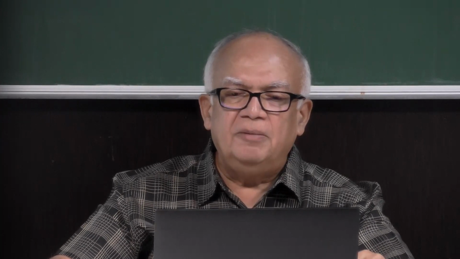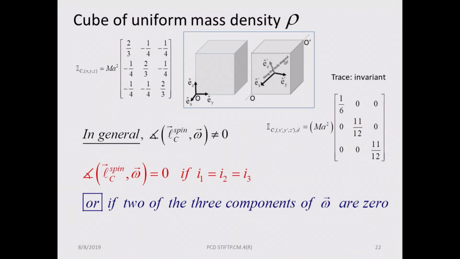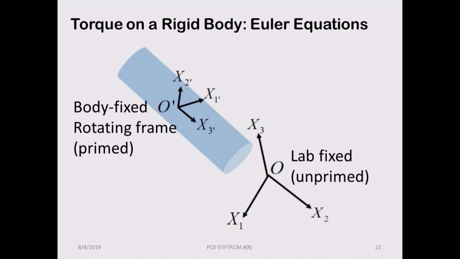So those are the three principal axes of this cube, and in general you will not have the spin angular momentum to be collinear with the angular velocity. But if the cube is rotated about one of the principal axes, okay, then the other two components of the angular velocity will be 0, and if you rotate the cube along this principal axis, then you will have angular momentum to be parallel with the angular velocity.